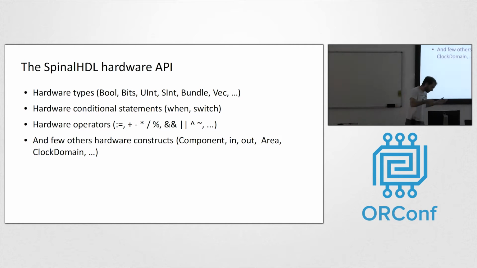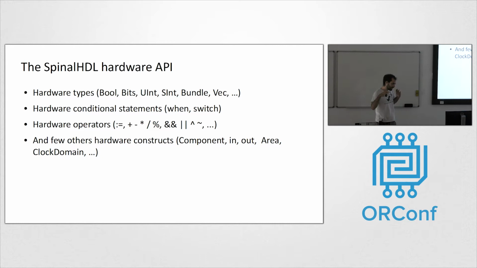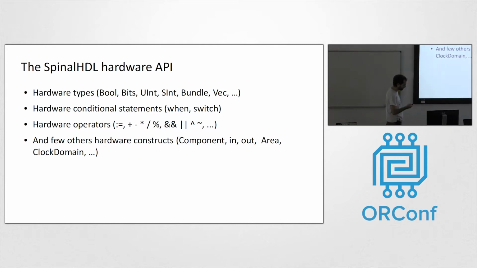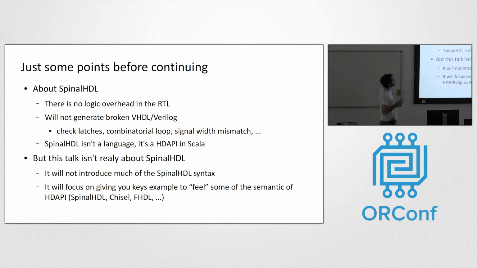SpinalHDL, like Chisel and others, will really give you the basics to describe your hardware netlist. But on top of this, you can really build abstractions. This talk will really focus on this aspect, building abstraction on top and playing between Scala and those hardware description APIs. Just a few things before continuing, because then there will be a lot of code.